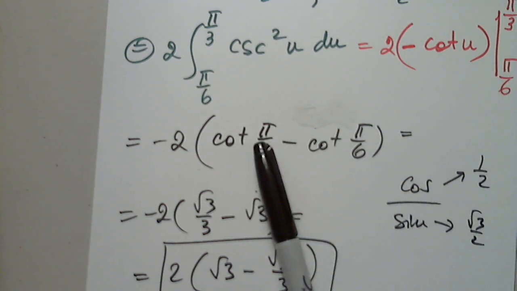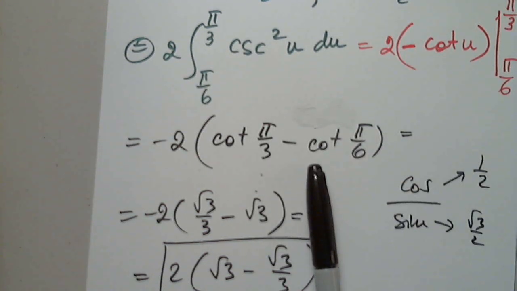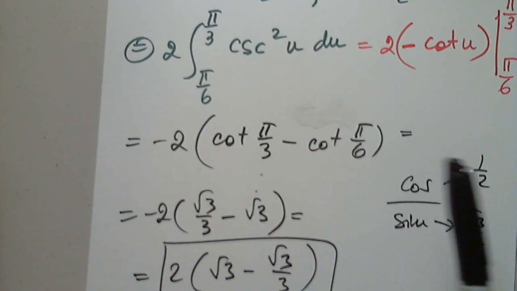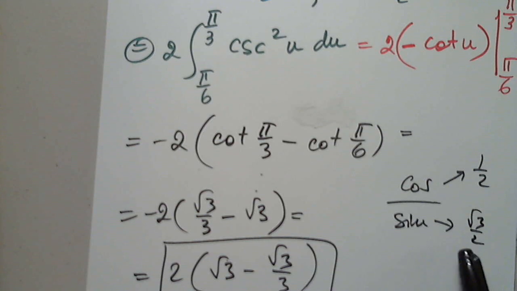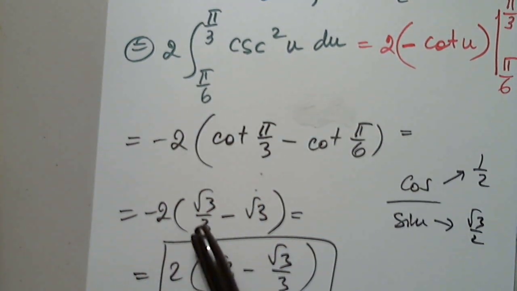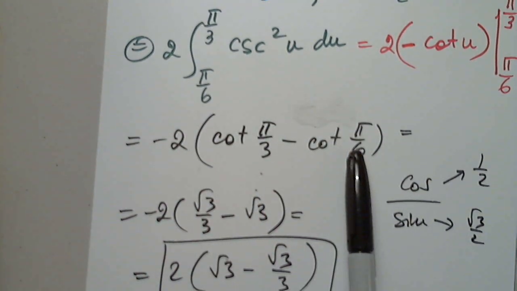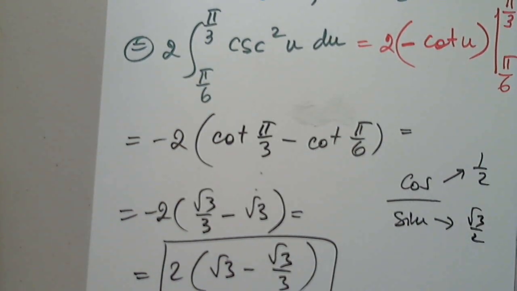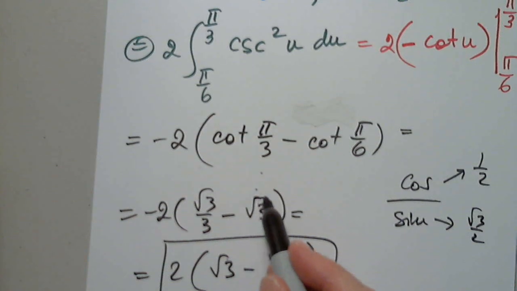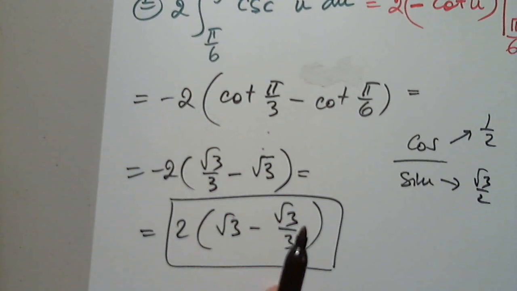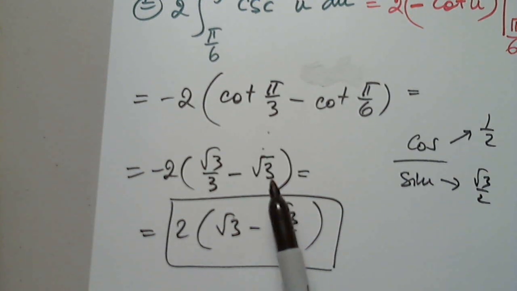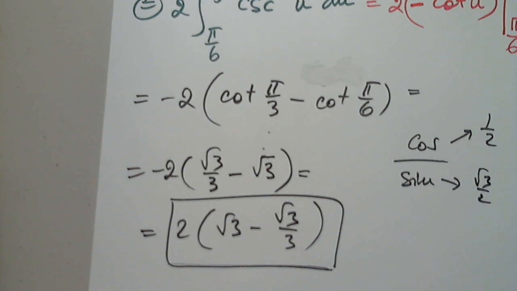So cotangent pi over 3 minus cotangent pi over 6. Cotangent is cosine over sine. For pi over 3, this is 1/2 and this is the square root of 3 over 2, and I flip. So when I flip, I get the square root of 3. And I didn't want to have a negative in front, but it doesn't matter really. I distributed in here. So 2 outside, the square root of 3 minus the square root of 3 over 3. So this is it. You can enter it.